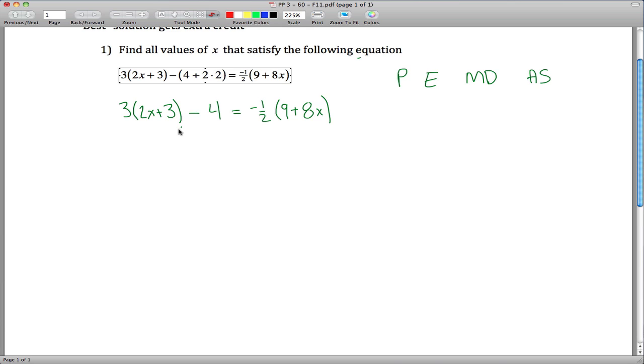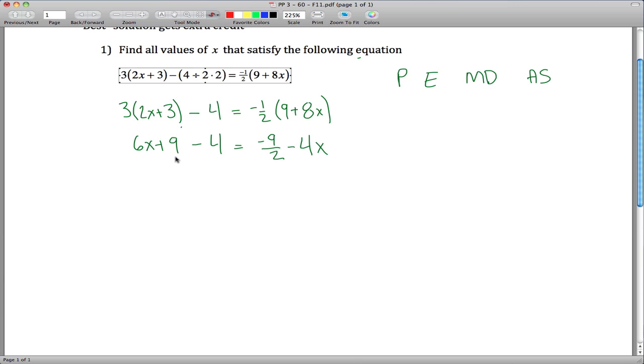No exponent, so we go to multiplication. We can distribute this 3 in and this negative 1/2 in. So 3 times 2x plus 3 turns into 6x plus 9. And then we got the minus 4. Let's see, negative 1/2 times 9 is negative 9/2, and negative 1/2 times 8x is negative 4x. So by distributing through this and this, we get to this step.